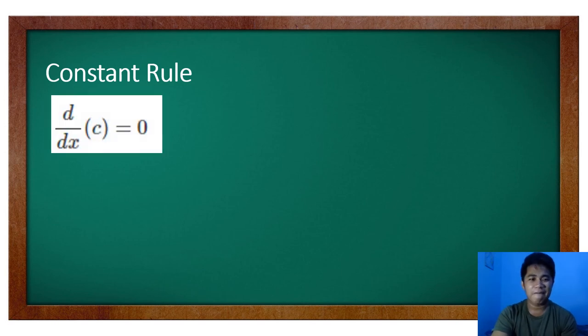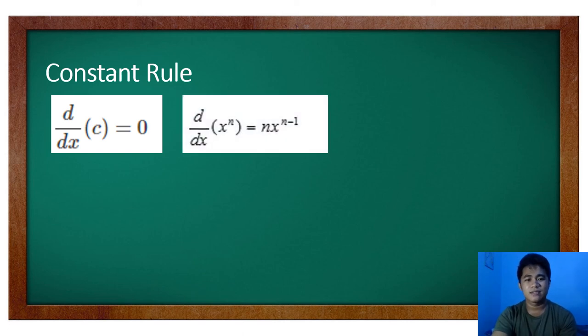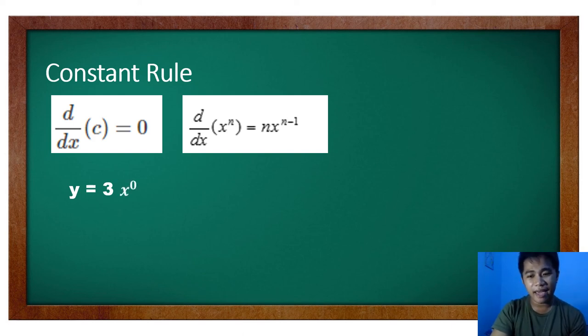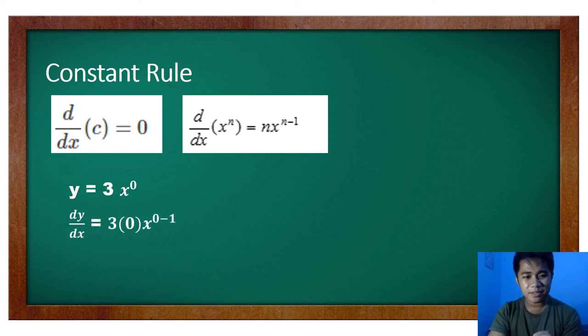So may dadagdag lang po ako sa constant rule po. Magtatanong po kayo, paano po naging 0 yung constant? Bakit po siya 0? So back po tayo dun sa power rule na tinatawag natin. So, if we have y is equals to 3, kasi para din siyang may x raised to the power of 0. Alright? x to the power of 0 is just 1. So, para siyang may variable x raised to the power of 0. So, if that is raised to the power of 0, then 0 is being multiplied to our constant, which is 3. And that is the reason why it's just 0.